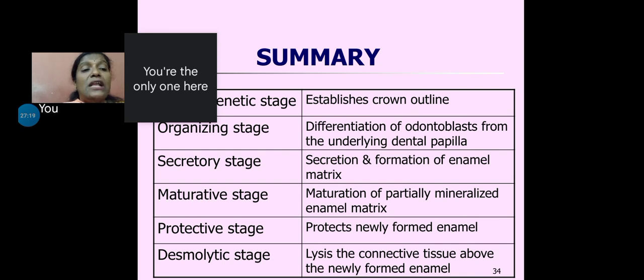Desmolytic stage: lysis of the connective tissue above the newly formed enamel so that a path can be created for the tooth, which is deep seated inside, to move up and erupt into the oral cavity. Usually the fate of the reduced enamel epithelium is this: the newly formed crown emerges and comes closer to the oral ectoderm.